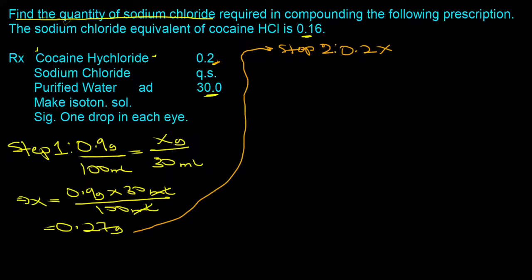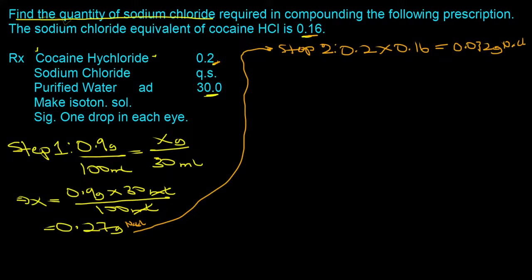You multiply that by the E value, which is 0.16. So times 0.16. That gives a value of 0.032 grams, and this is also NaCl. So just for clarity, you have sodium chloride in both instances.